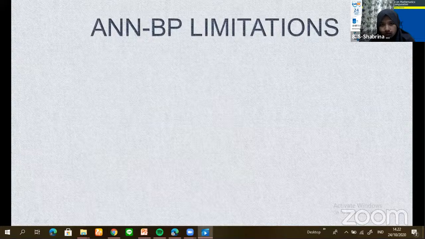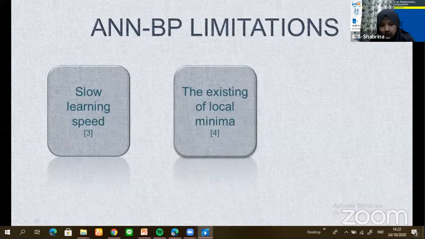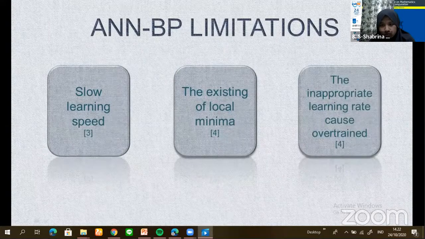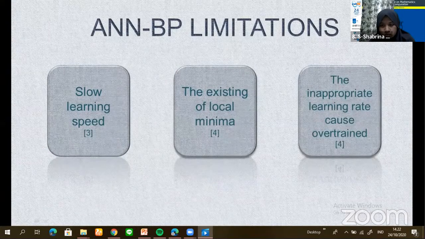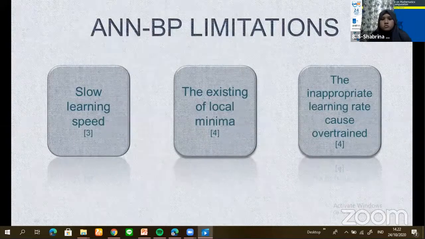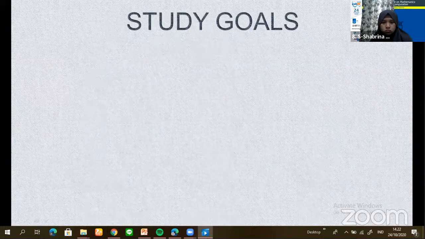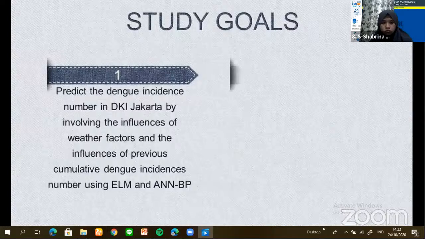Although ANNBP is mostly used in many applications, it still has some limitations, such as slow learning speed, the existence of local minima, and the inappropriate learning rate that can cause overtrain. To overcome all of these limitations, Wang proposed the Extreme Learning Machine Method or ELM method. There are two goals of this study, which can be seen in this slide.